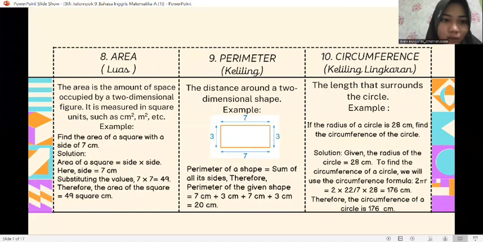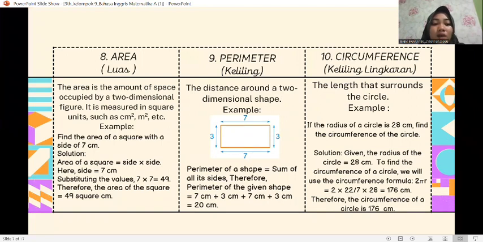Okay, the next vocabulary is area. The area is the amount of space occupied by a two-dimensional figure. It is measured in square units such as centimeter square, meter square. Example, find the area of a square with a side of 7 centimeter.